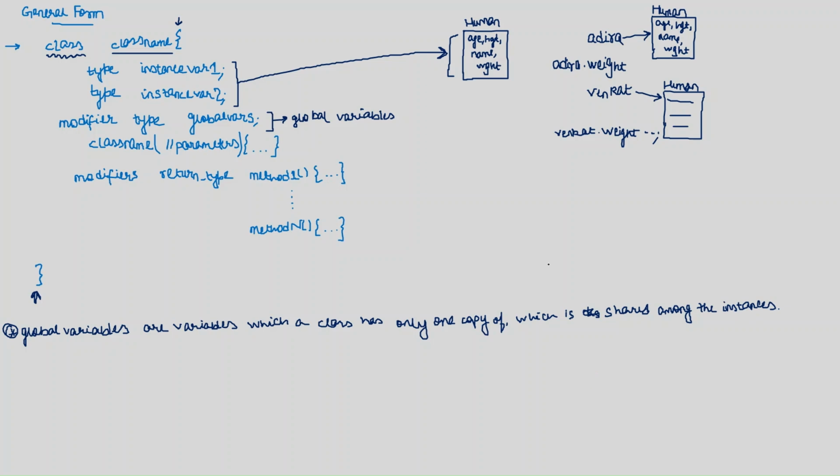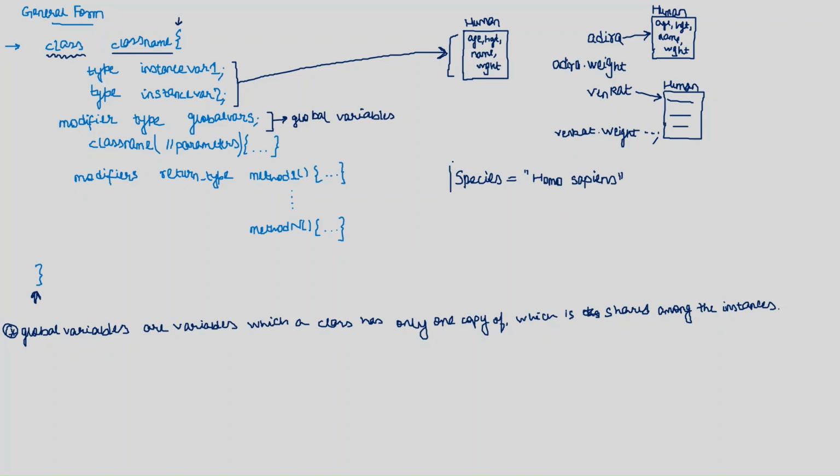What can be a good example of a common thing in both Adira and Venkat or in any human being? A good example of global variables in the human class would be the species. Now, all human beings belong to the species named Homo sapiens, and it is constant for all of the human beings.